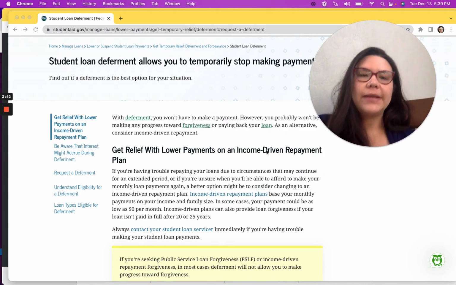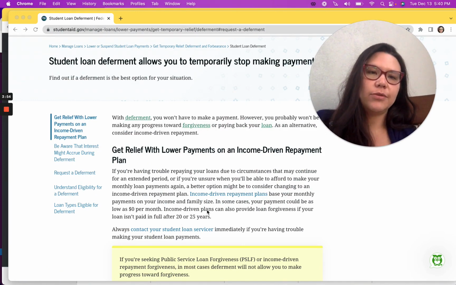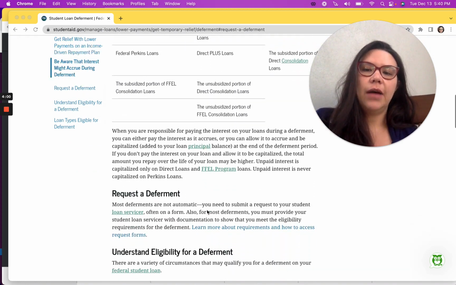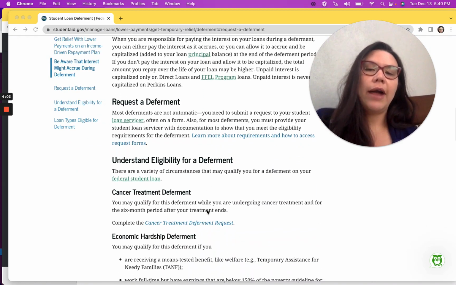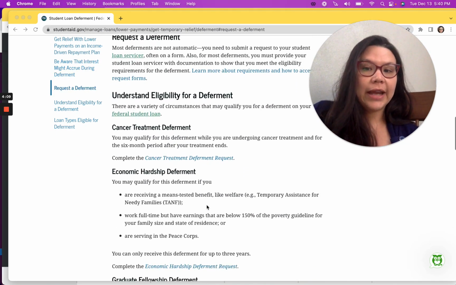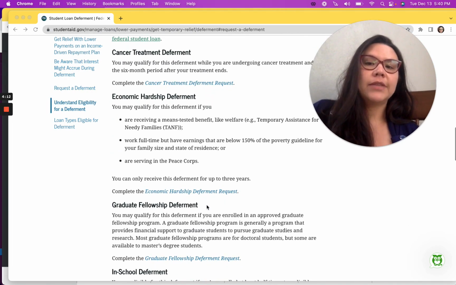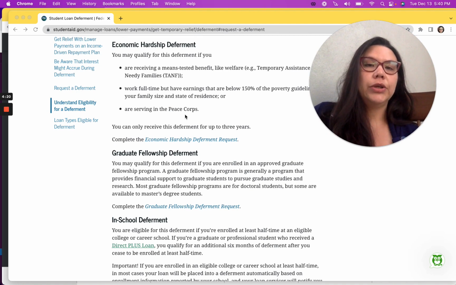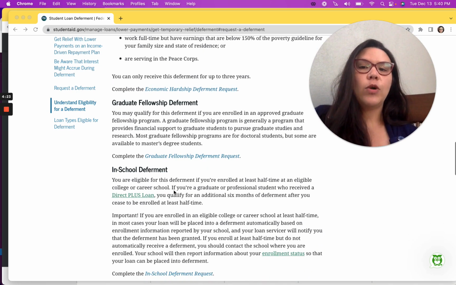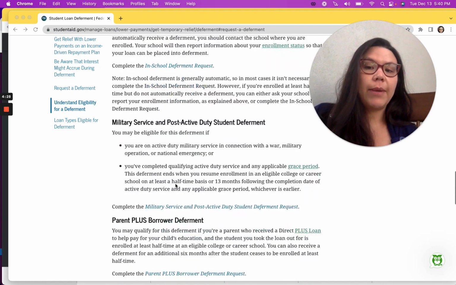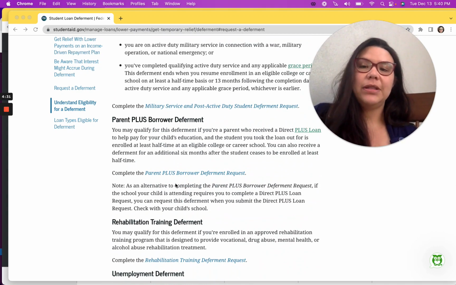I first want to start by saying that they first talk about income-driven plans, and there are all types of deferments. For example, there are economic hardship deferments. There's deferment because you are currently undergoing cancer treatment. There are deferments for graduate fellowships. By the way, economic hardship deferment includes things like the Peace Corps, service to our country. And of course, there's in-school deferment because you went back to school. There's military service deferment. There's all types of deferment, rehabilitation, training deferment.